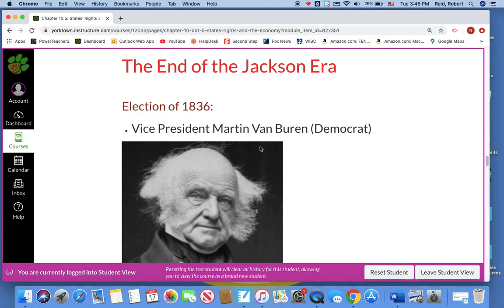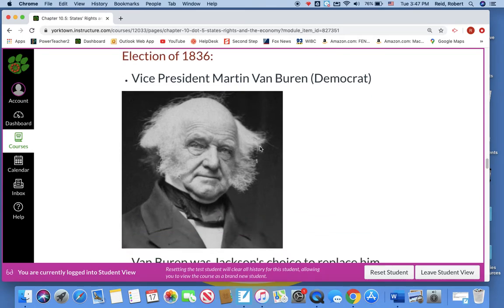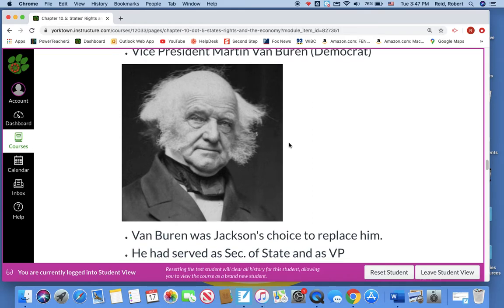When it came to the election of 1836, his vice president, the one that had replaced John C. Calhoun, is Martin Van Buren. Martin Van Buren serves 4 years as vice president from 1833 to 1837, and then when Jackson does not run for a third term, Martin Van Buren is President Jackson's choice to succeed him, to take over for Jackson when he leaves.